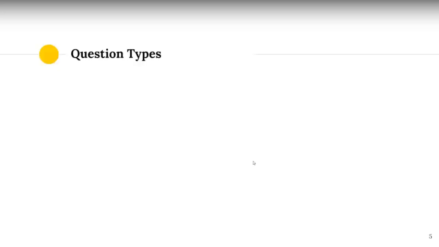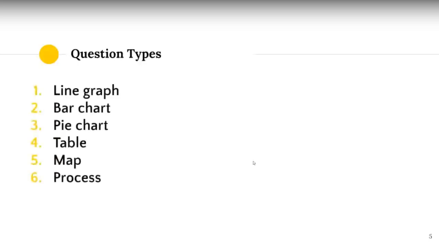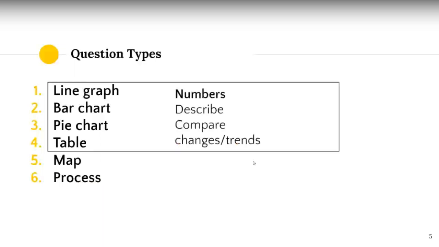So now let's talk about question types. As you know, we have 6 different types of task one reports. We have line graph, bar chart, pie chart, table, map, and process. But they can be divided into 2 groups. In the first 4 examples, there are numbers, and you have to describe numbers, compare, and talk about changes and trends.